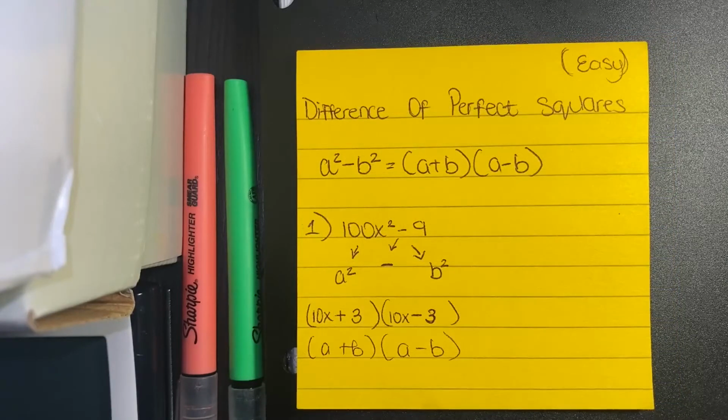Alrighty, so after I got the square root of the a squared and the b squared, they turn into a and b, so just fill it in and follow the formula.